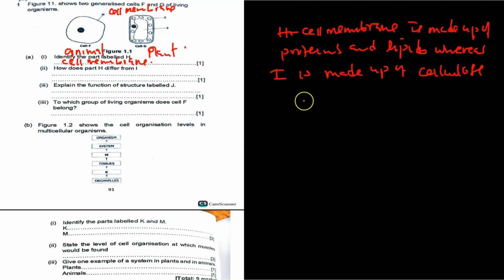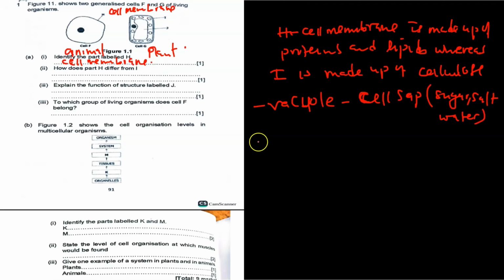If that is the case, explain the function of structure labeled J. What is the function of a structure labeled J? Now, which one is J? It's the vacuole. So in short, they are asking us to give the function of the vacuole. Now, for you to know, the vacuole is prominent or large in plant cells. Now it contains what we call cell sap. This is just a solution of sugar, salt, and what? And water.